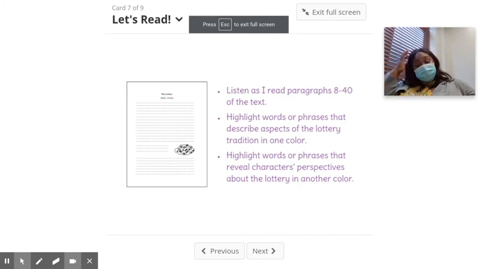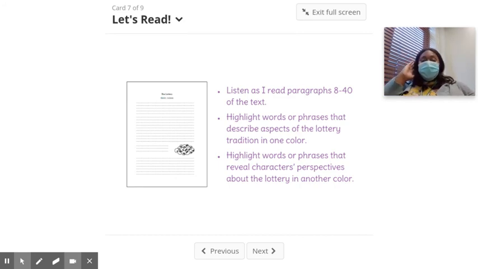So as you listen to those paragraphs, we were supposed to highlight words that describe aspects of the lottery. If I were doing this assignment, I probably would have highlighted the area closer to the beginning of the story where it says it was official business of the lottery to ask such questions formally. So that is a part of the tradition.